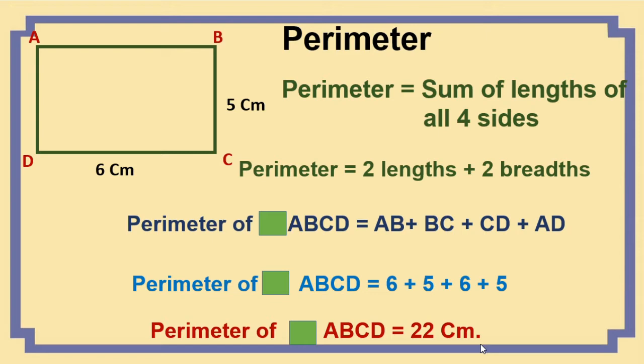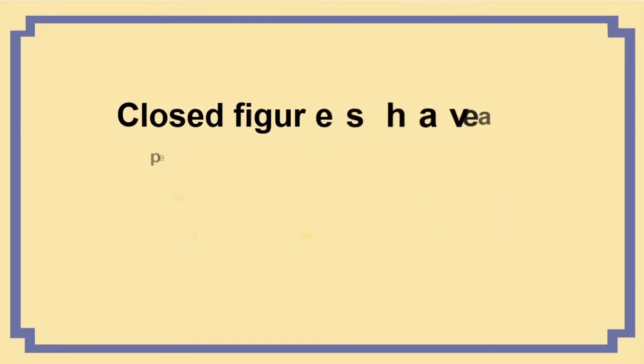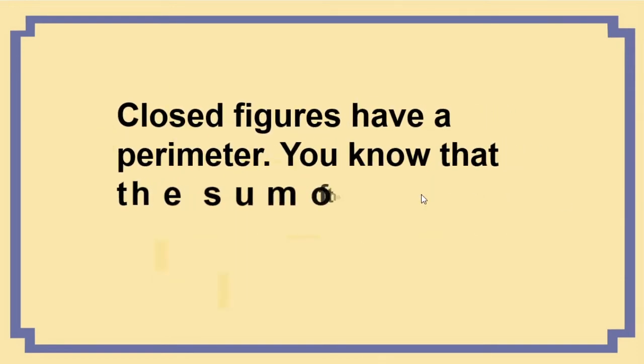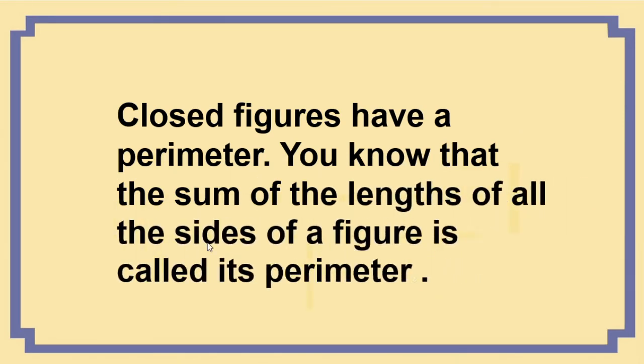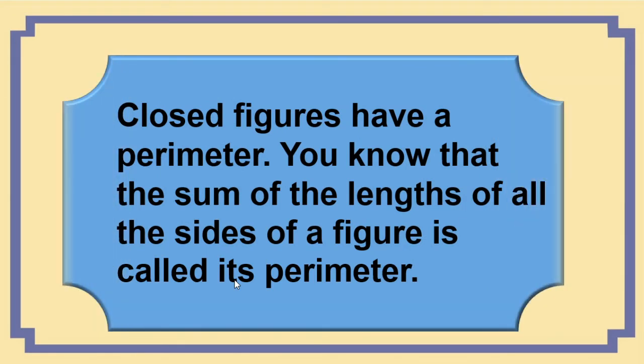Now we can write the statement of perimeter like this: closed figures have a perimeter. You know that the sum of the lengths of all the sides of a figure is called its perimeter. Got this? Here you can see the shape of this figure. It has also a perimeter. If we count the lengths of all the sides of this figure, then we will get the perimeter of this figure. Okay? Now we will proceed to area.